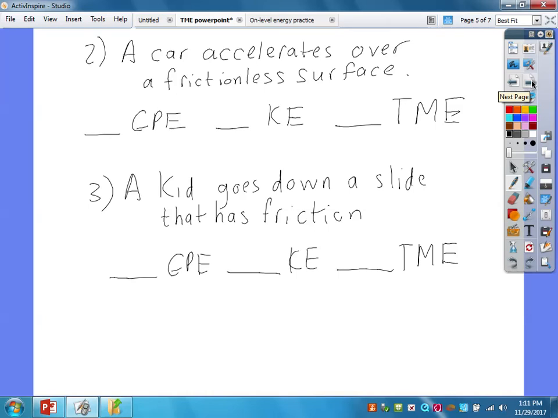All right, I'll make it even clearer for you. A frictionless flat surface. Okay, so a car is accelerating. It's getting faster. So what does that mean about the kinetic energy? It is increasing. Let's say a car speeds up over a frictionless surface. It wouldn't slow down on a frictionless surface, though. So KE increases. It's a frictionless flat surface.